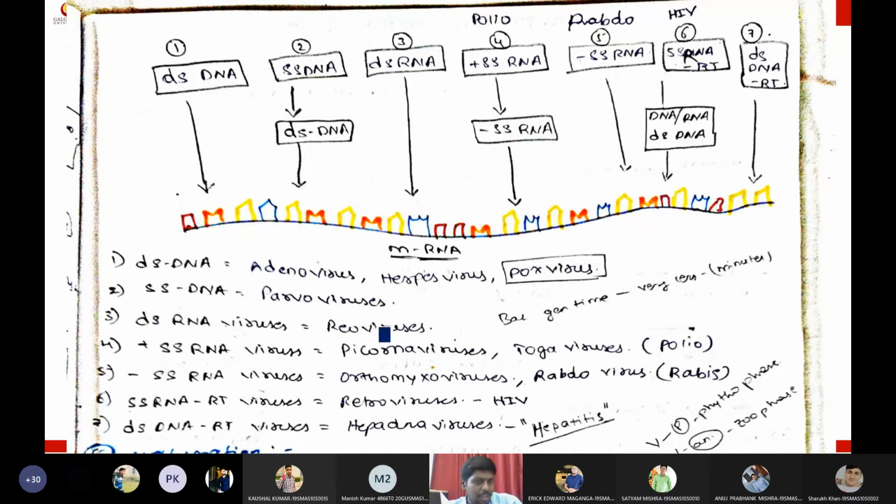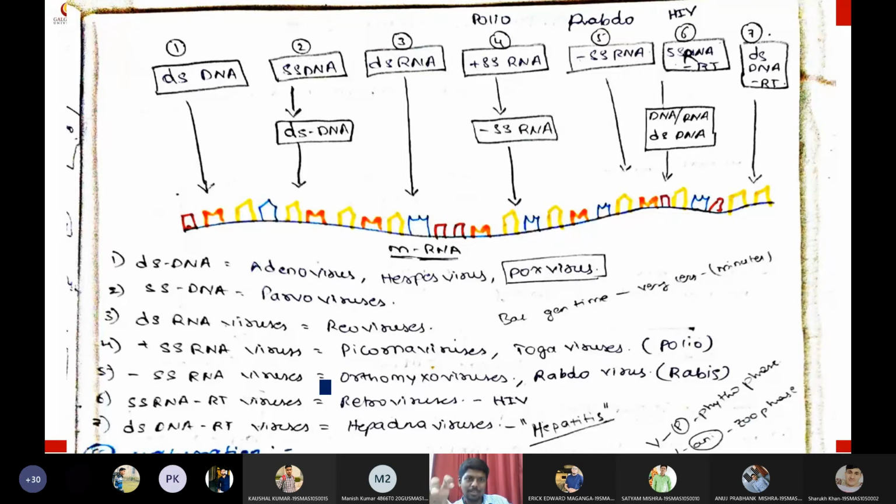Double-stranded RNA viruses are reoviruses. Positive single-stranded RNA is picorna. Orthomyxoviruses are negative single-stranded viruses. So these are the classifications of viruses at their genetic level, and this is the true classification of viruses. This was given by David Baltimore. He was awarded the Nobel Prize for precisely classifying the viruses depending upon their molecular level, depending upon their synthesis of RNA.